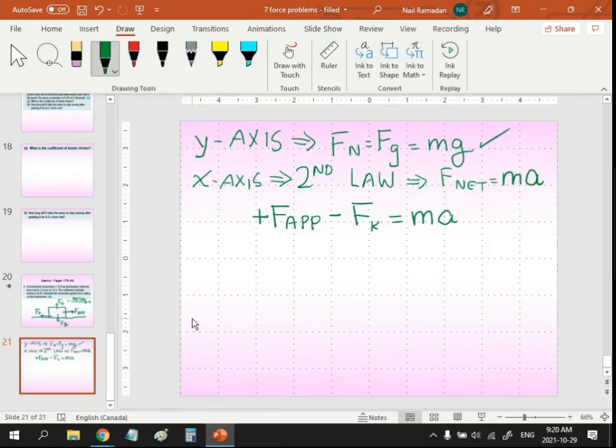By the way, this is the beautiful thing about F net equals Ma. This side will never change. It's this one you need to keep breaking down. What's the equation for Fk? Come on. Mu k Fn. So this will become F applied minus mu k times the normal force equals Ma. I just wanted to at least show you one where I don't skip a step.